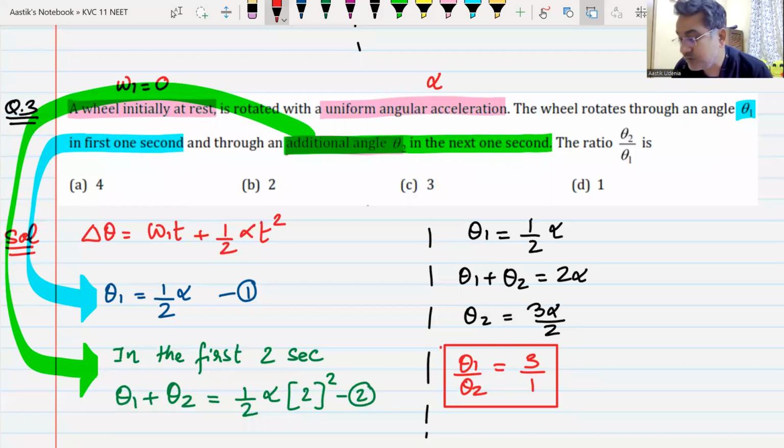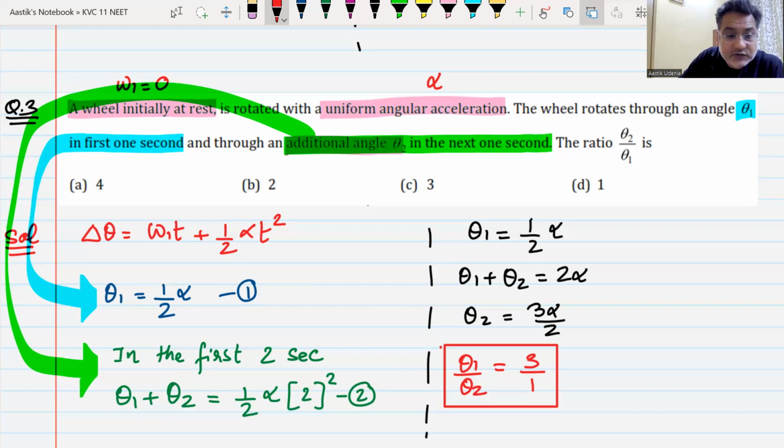So this is how you solve it. You write the equation for the first second. You write the equation for the second. Theta 1 is the angular displacement in the first second. Then theta 1 plus theta 2 is the total angular displacement in 2 seconds. You write the equation of theta 1. You write the equation of theta 1 plus theta 2. You find the value of theta 1. You find the value of theta 2. And then you find the ratios.